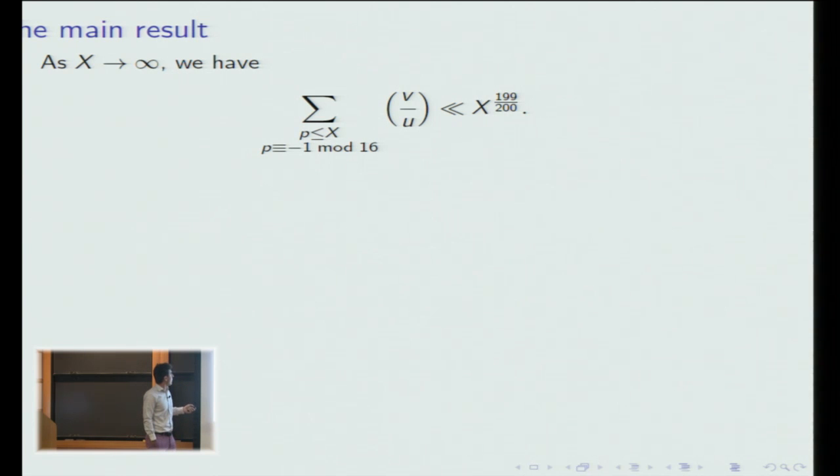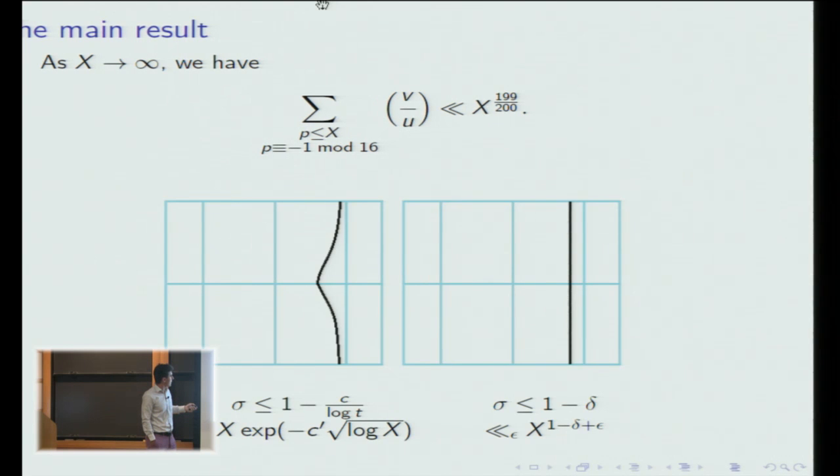So the main result is that this symbol oscillates, where u and v are chosen as I wrote in the previous slide. The significance of this is that they not only oscillate, but there is a power-saving error term. The number of primes up to x that are minus 1 mod 16 is a constant, 1/8, times about x divided by log x. This term here saves a power of x, so this is significantly smaller than x divided by log x.